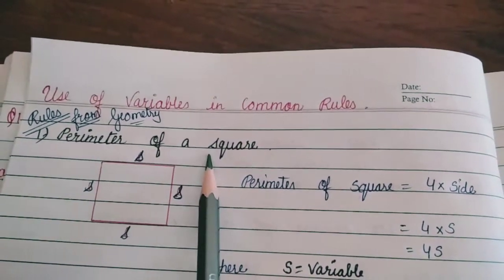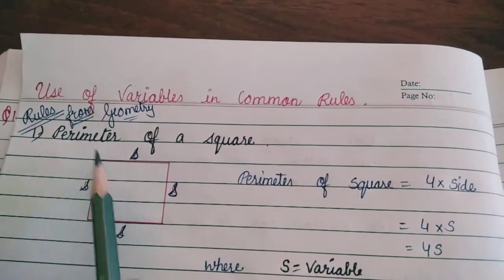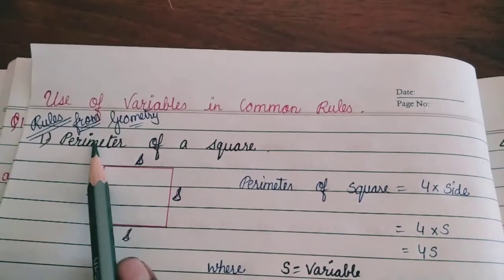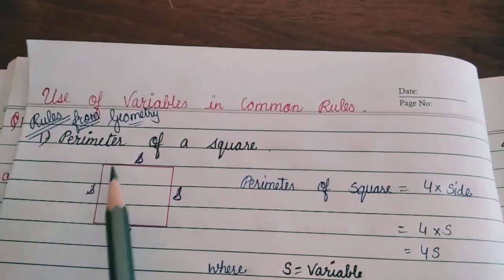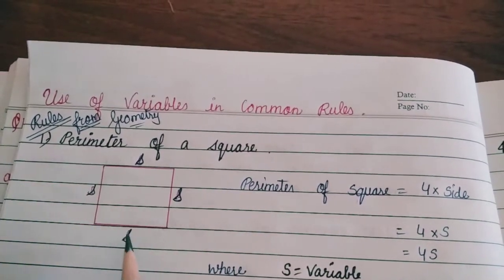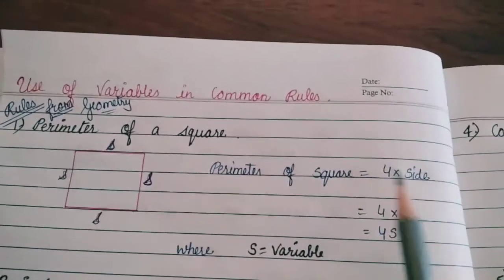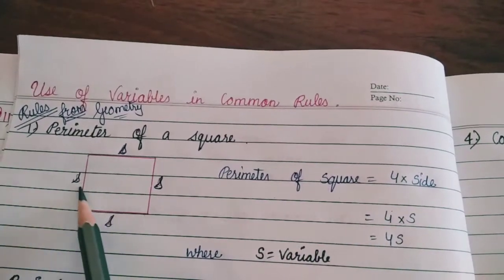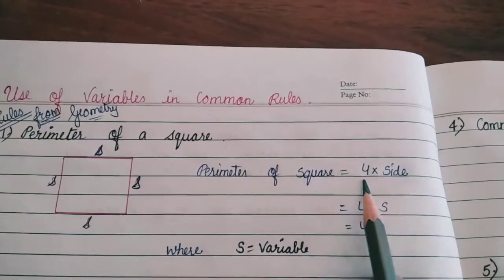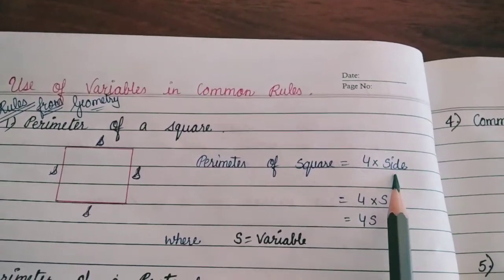Perimeter of square. So we know this is the square. Perimeter means when we are taking the length of the boundary, it's called a perimeter. A square has 4 sides, and each side has the same measurement. So for the perimeter of a square, 1, 2, 3, 4 equal sides are here, that's why 4, the number of sides, multiplied by the length of the side.